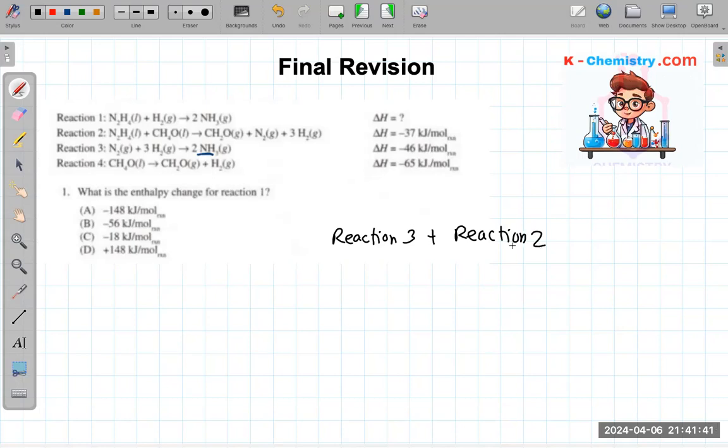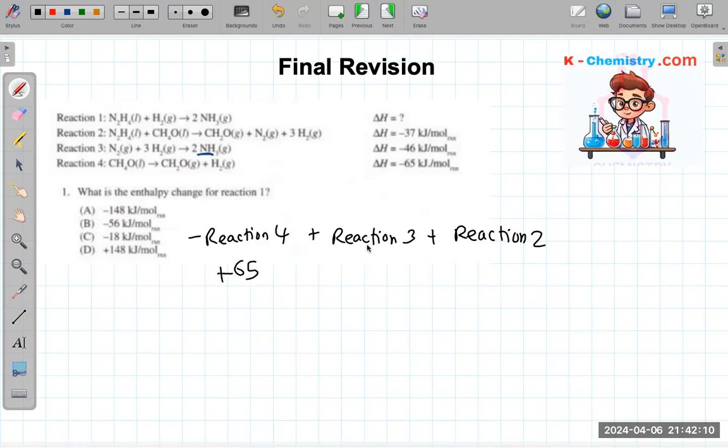What about reaction 4? If I look at reaction 4, I will find that there is hydrogen here on the left and there is hydrogen here on the right. So this is left and this is right. I will just flip this reaction and make it reverse, because H2 is on the right here and on the left there. So reaction 4, I will just flip it. So I will say minus reaction 4. If I take minus reaction 4, it means that instead of minus 65, it will be plus 65.